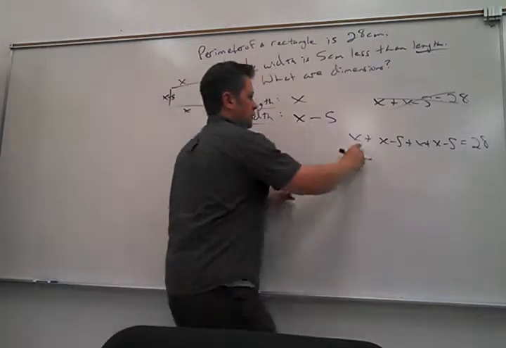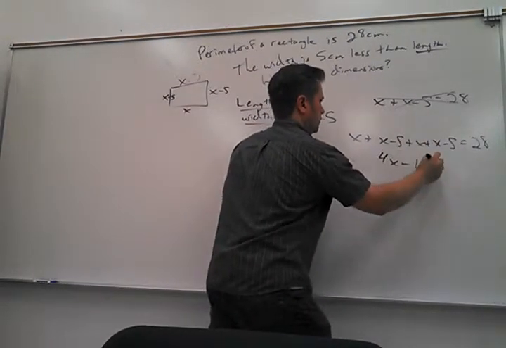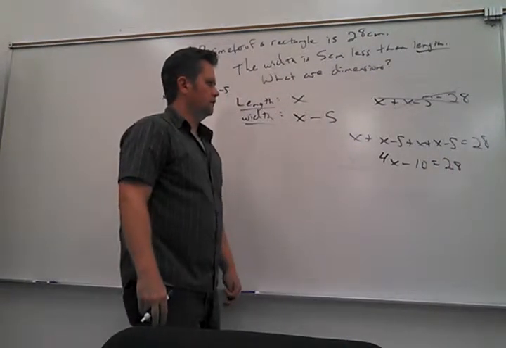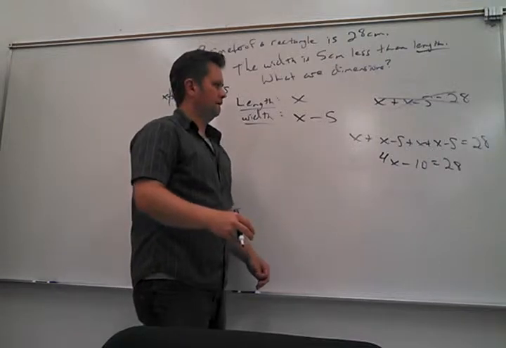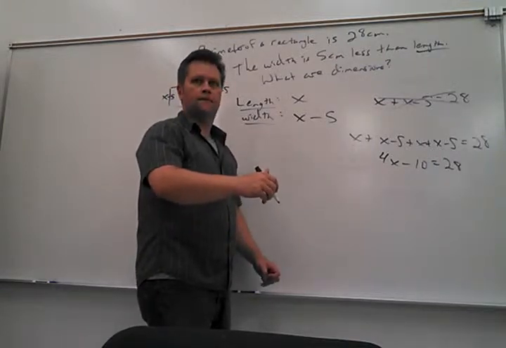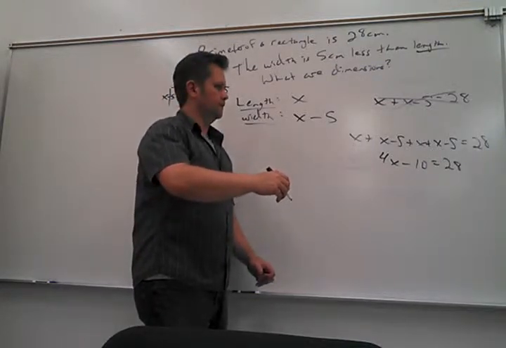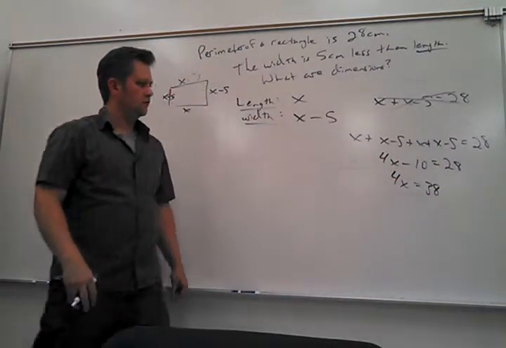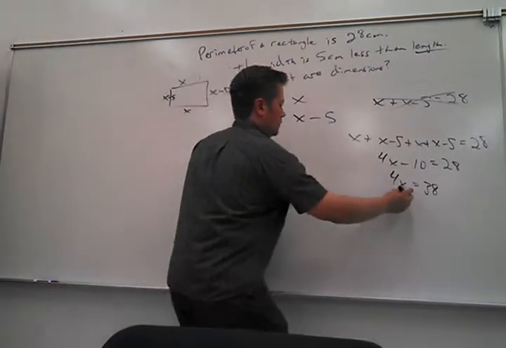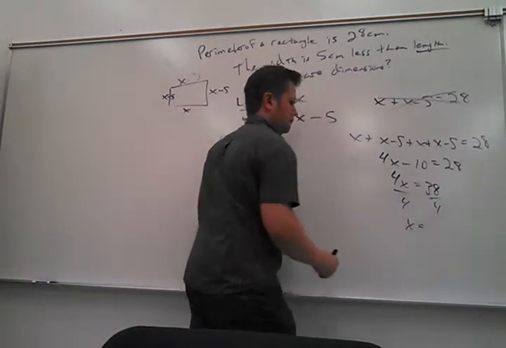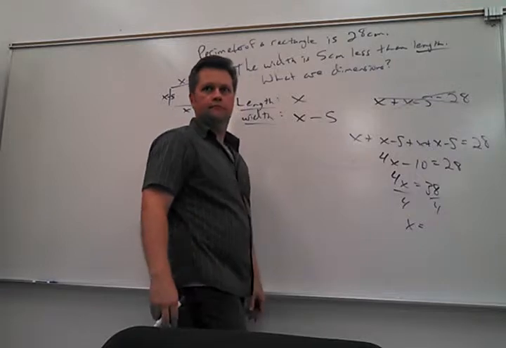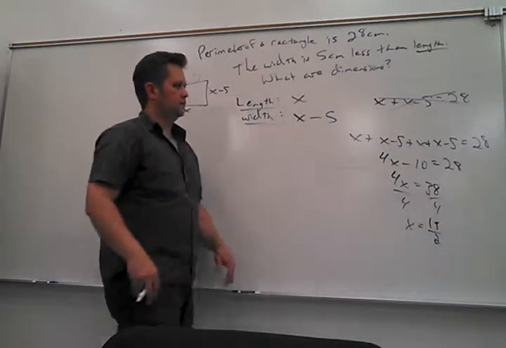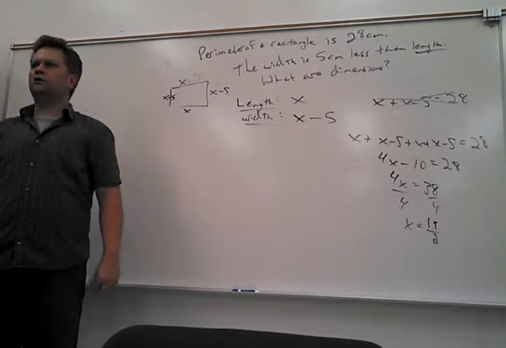So now I just got 4x minus 10 is 28. Well, that's disgusting. Oh well, too bad for us. Plus 10. Divide by 4. So you can cut that in half. You can reduce it. 19 halves. I don't know if they meant to do that, but oh well.